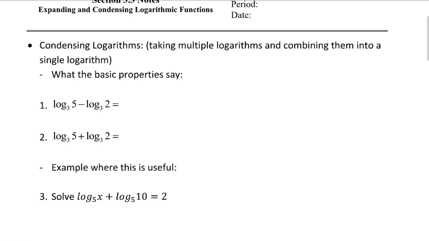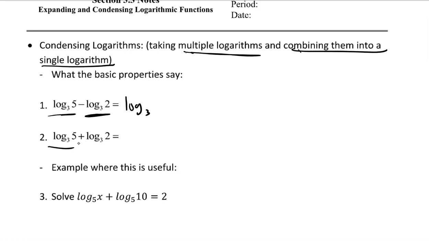So for condensing logarithms, that's when you have more than one logarithm. They have to be the same type, but then you combine them into just one logarithm. So notice I've got more than one logarithm. I'll be able to write it into a single logarithm. More than one becomes a single one. So that's the idea behind condensing. You take a bunch of logarithms and condense them into one logarithm, or at least fewer.